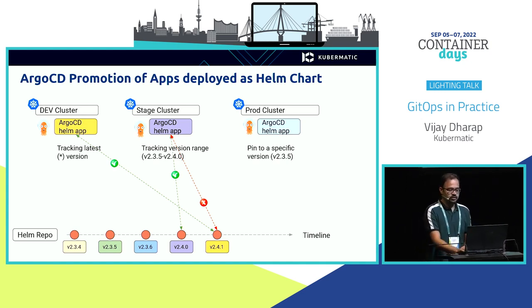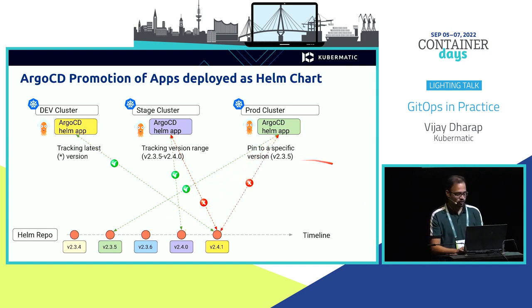Similarly, for production, just like how I said in Git, you don't want anything to get inadvertently deployed. So you are pinning it to a specific version in the Helm chart. So you're saying, OK, I only want to deploy 2.3.5. 2.3.4, since it did not match, it never went to production. 2.3.5 does go to the production. Then 2.3.6, 2.4.0, 2.4.1, none of them move it to production.